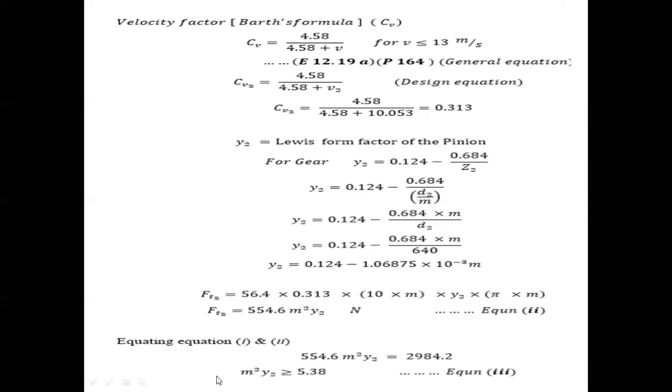In the previous unknown problem, we got m cube Cv should be greater than or equal to a certain value. In the diameter known problem, we get m square y should be greater than or equal to a certain value. This is the difference you have to notice between the diameter known problem and the diameter unknown problem. The rest will remain the same for diameter known and unknown problems.